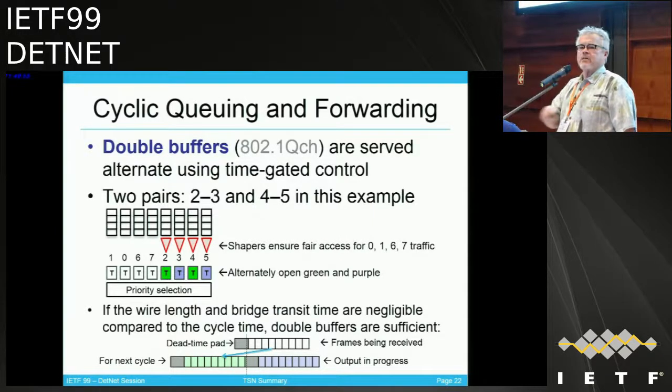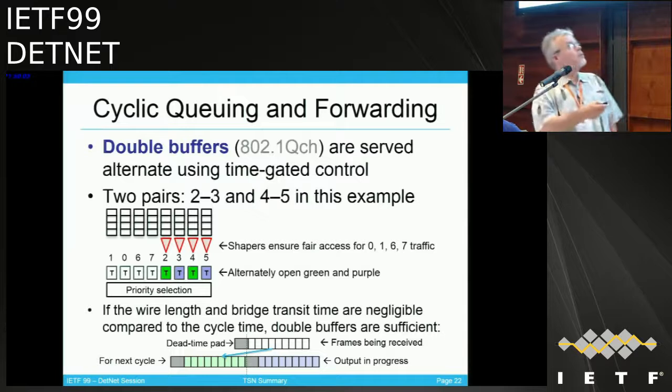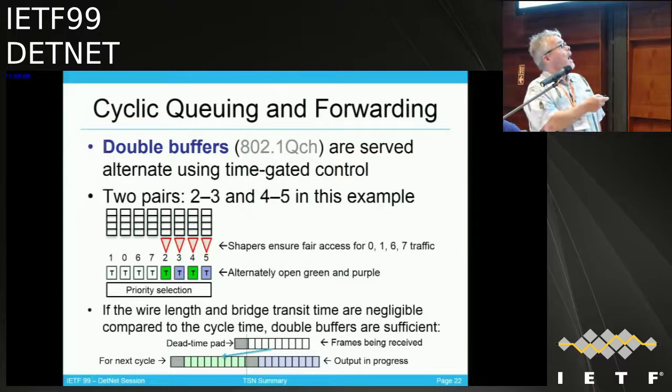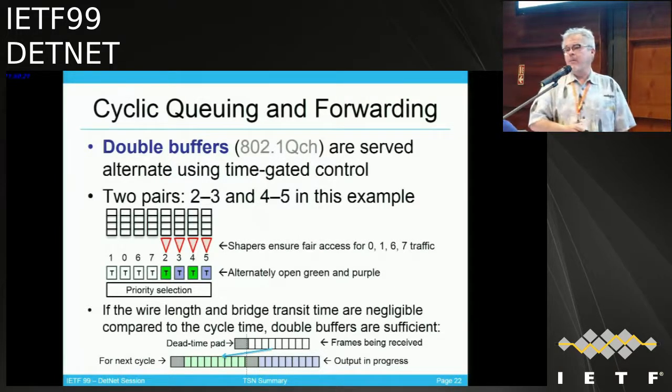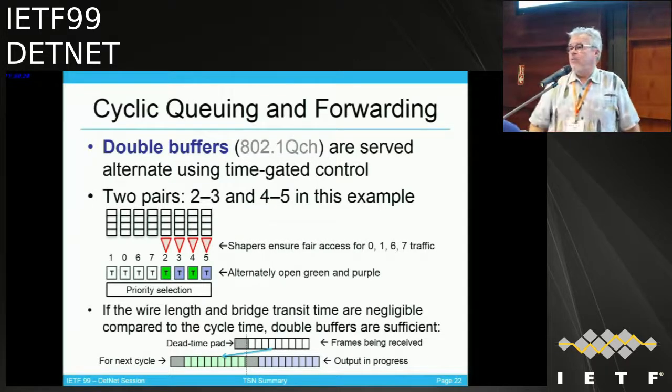We use these various techniques in combination. In this example, I'm using queues 2 and 3 as a pair, queues 4 and 5 as a pair. I run the time schedule to say alternately, let's just talk about one pair, alternately, 4 or 5 is enabled, never both. And I swap them back and forth. While 4 and 5 are enabled, the best effort is also enabled. So if I don't have any critical traffic, the best effort gets to go through.